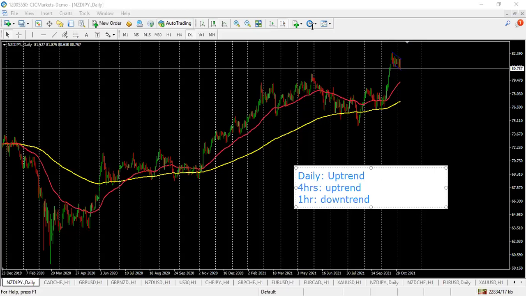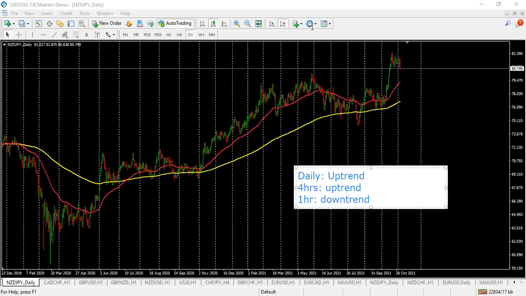Now, you should have your period. Under the period, whatever is there, change it to period 50. Shift, leave it at 0. Method, change it to exponential. Then apply to close. At the upper side, you will see done. Click on done. Now you have been able to successfully do the moving average 50.